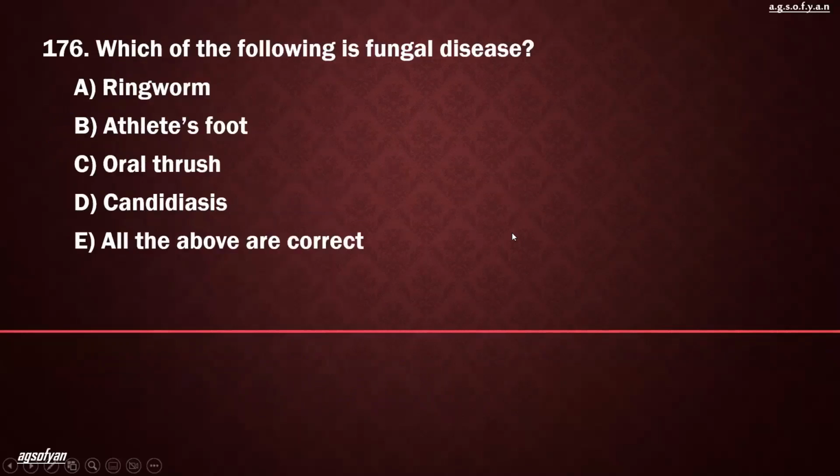Okay, now which of the following is a fungal disease? Ringworm, athlete's foot, oral thrush, candidiasis, all of them are caused by fungi. So what is the correct answer? E. All of the above. Yeah, all the above, correct.